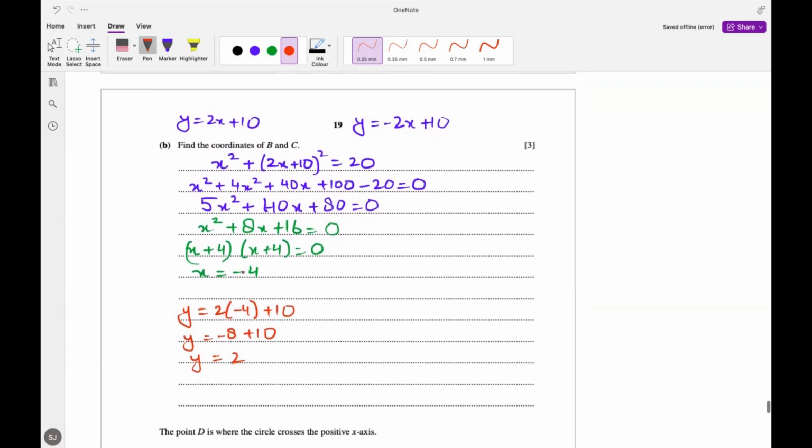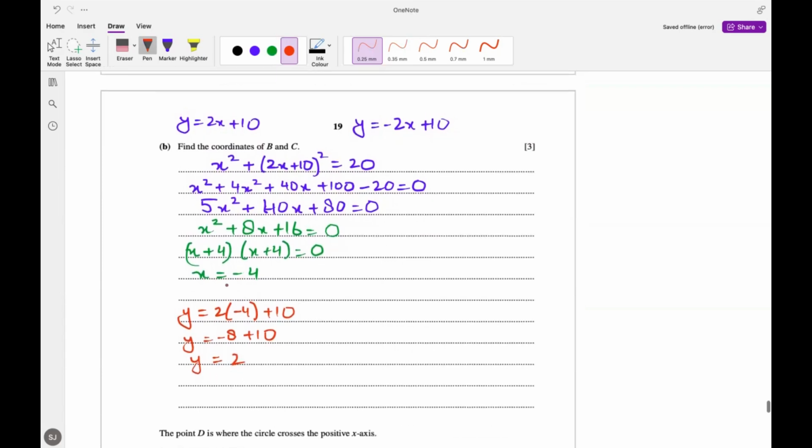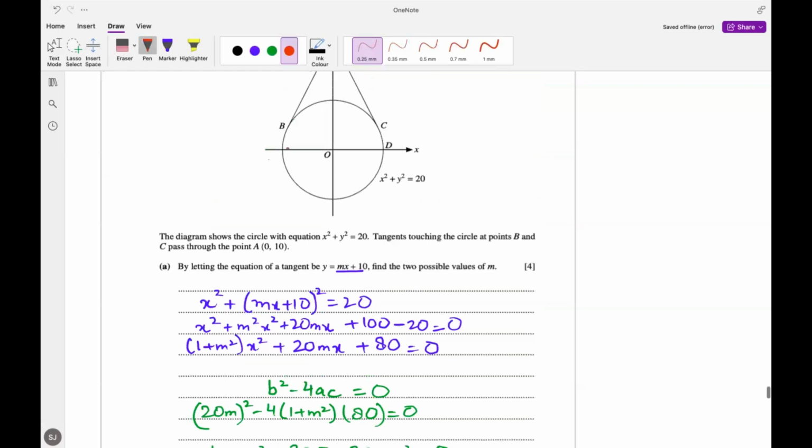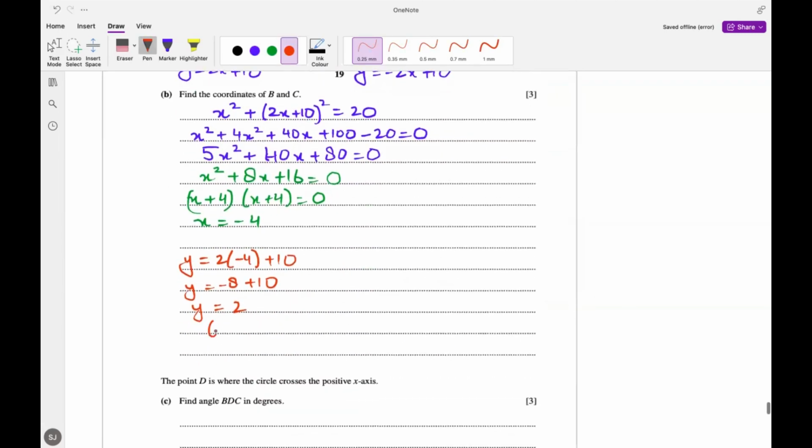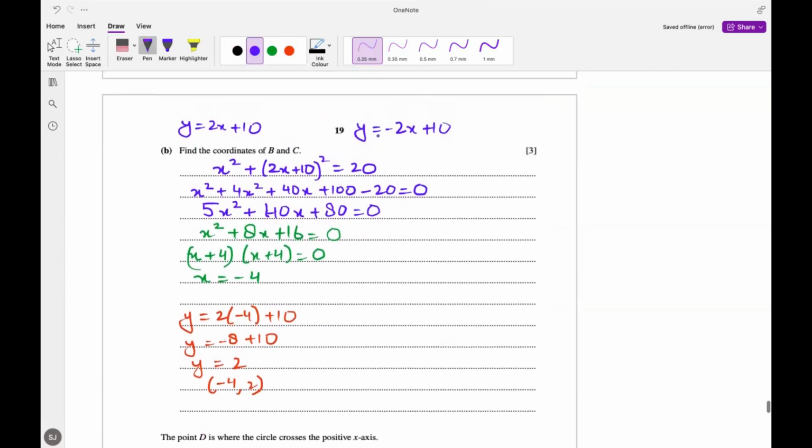So the point which has the negative x coordinate, which is B, has coordinates (minus 4, 2). And to find the coordinates of C, we'll substitute y equals minus 2x plus 10 into the same equation. So when we do that, the equation will become x squared plus, as it is minus 2x plus 10, we can write it as (10 minus 2x) whole squared equals 20.